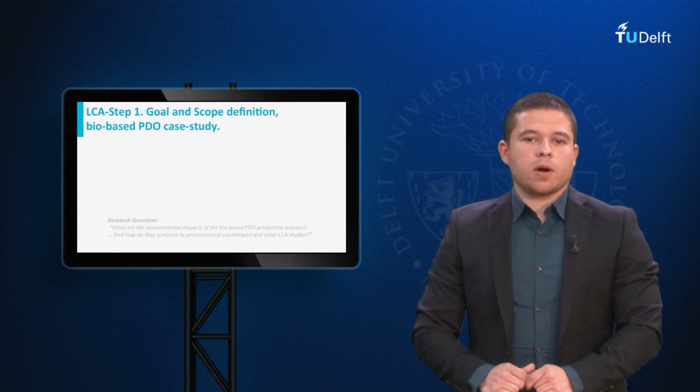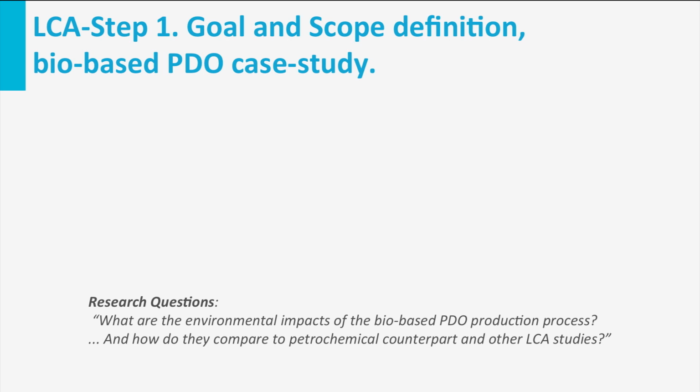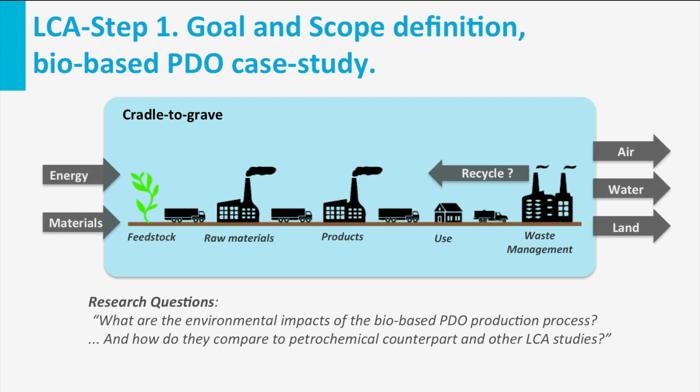In step 1, goal and scope definition, the purpose of the study and the problem formulation are specified. In this case study, we want to know what the environmental impacts of the bio-based PDO production processes are, and additionally, how do these environmental impacts compare to the petrochemical counterpart and also to other LCA studies. Next, the system boundaries are defined.